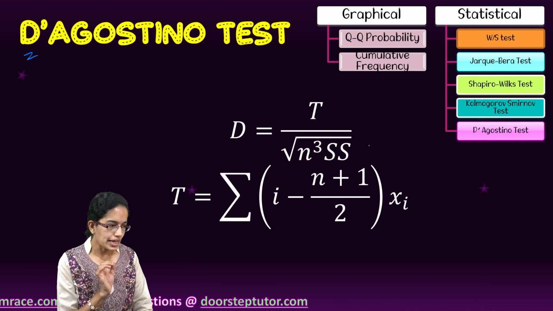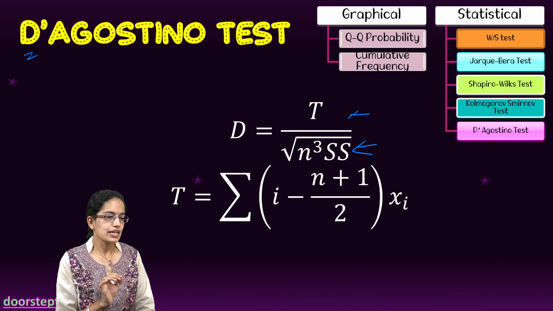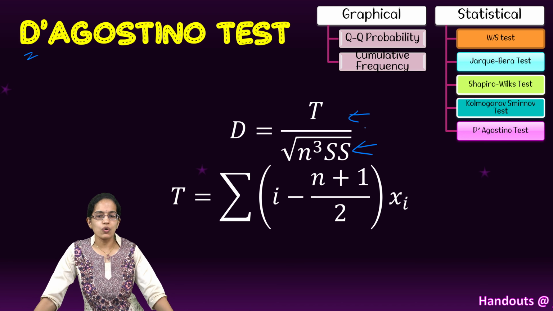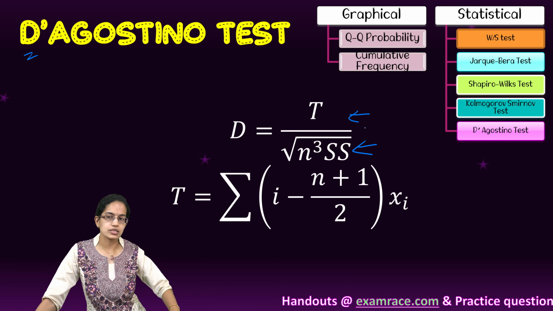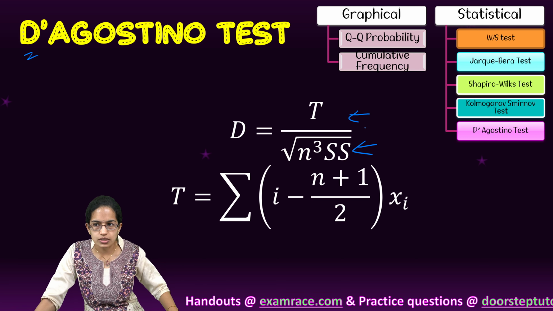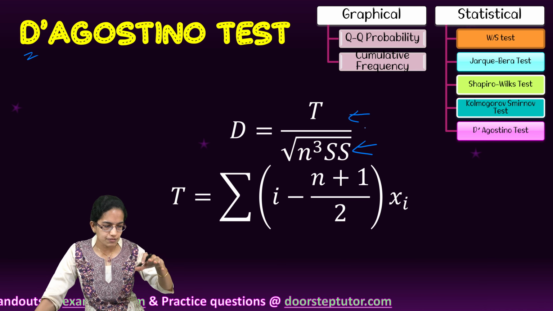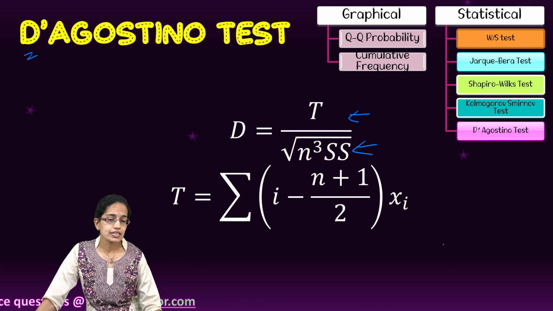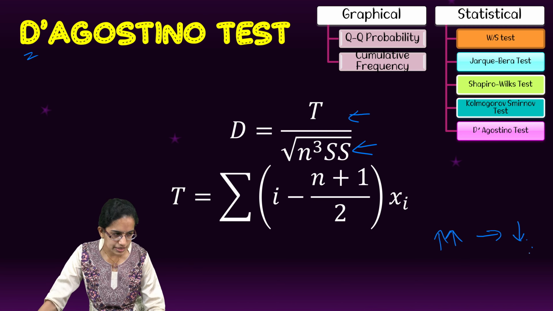You have SS as the sum of the square data that is there, and T is the value that you would be finding here. Also, the whole concept is very important to understand in case of D'Agostino test is that if the sample size increases, if there is bigger sample size, the probability decreases.